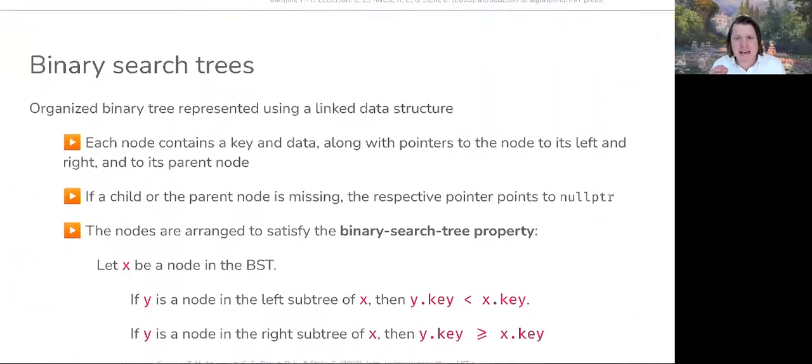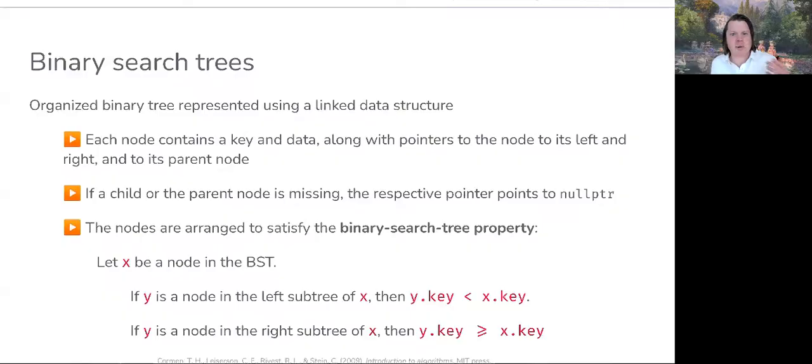Then we got into this idea of a binary search tree, which was an organized binary tree represented using, in our case here, a linked data structure. We said, as we just communicated, each node is going to contain a key and some sort of data, along with pointers to the node at its left, that at its right, and its parent node. Now we said that if a child or parent node is missing, the respective pointer would be the null pointer.